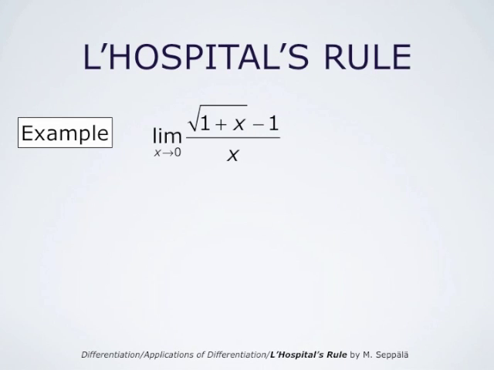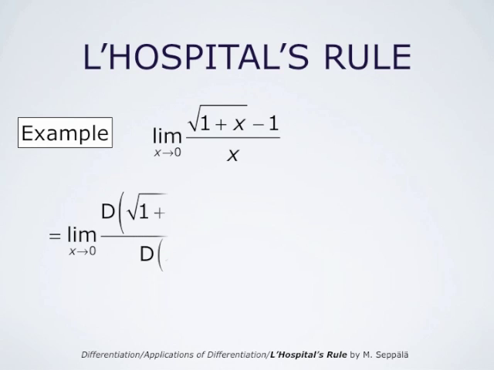We may use L'Hopital's rule to compute, for example, the limit as x approaches 0 of square root of 1 plus x minus 1, divided by x. Here, the function f of L'Hopital's rule is the numerator, square root of 1 plus x minus 1, and the function g is just x. The limit point is 0. Both of these functions, the numerator and the denominator, have the limit 0 as x approaches 0. So L'Hopital's rule can be used.